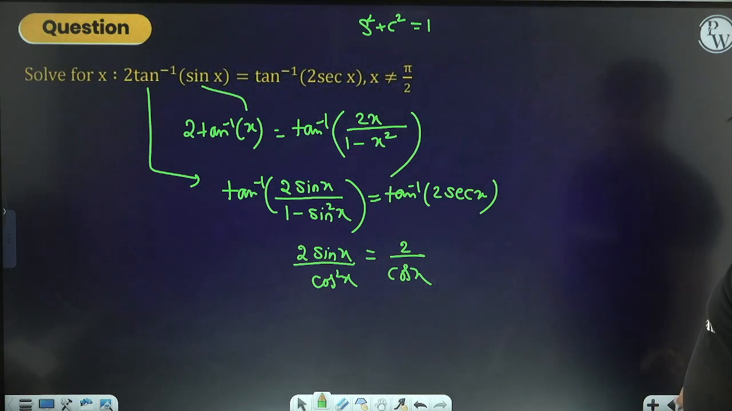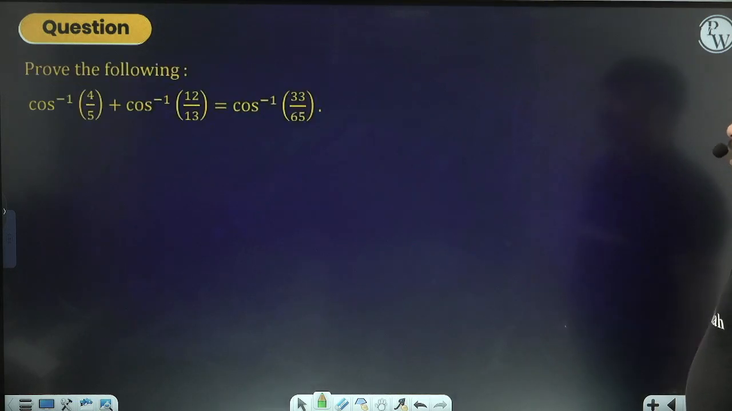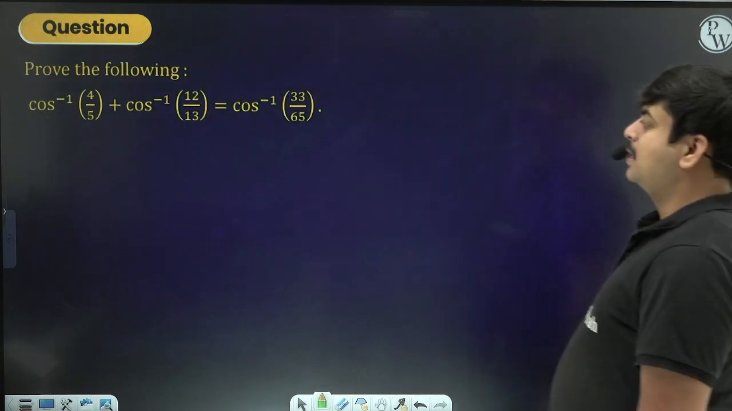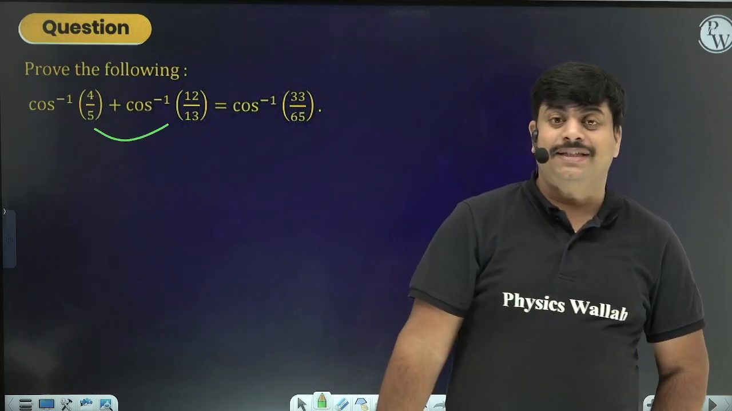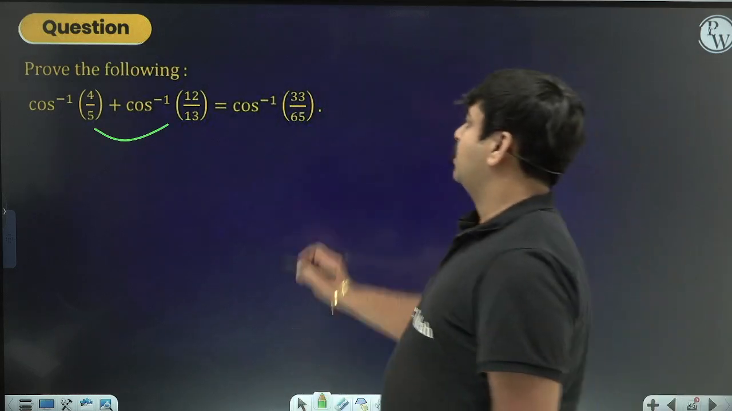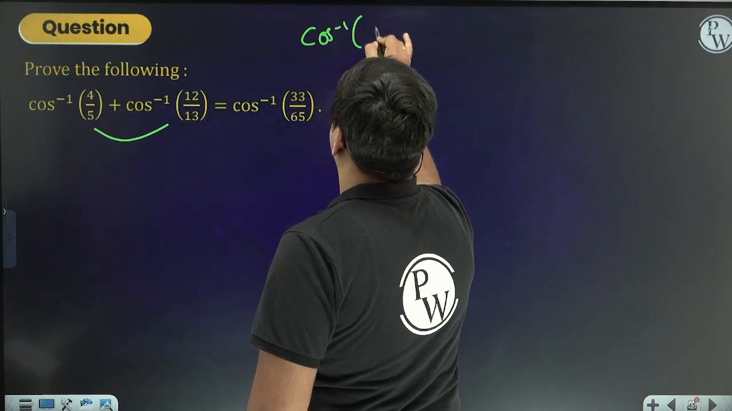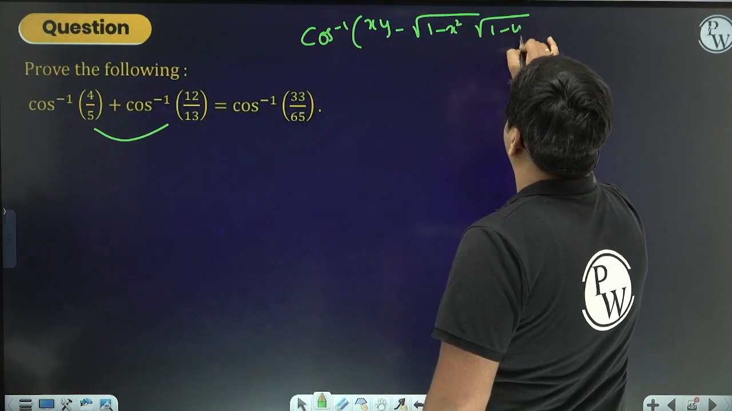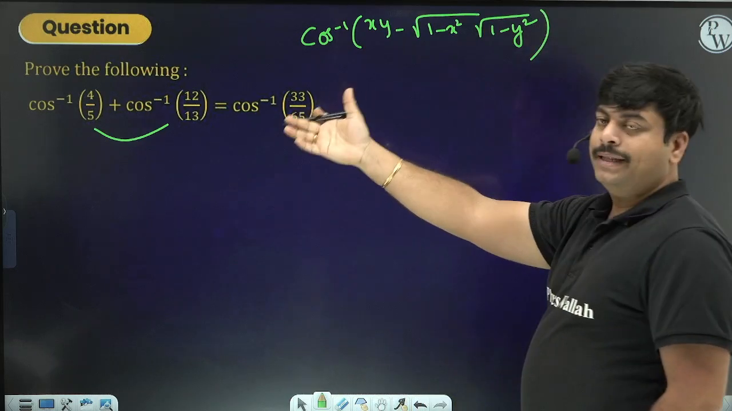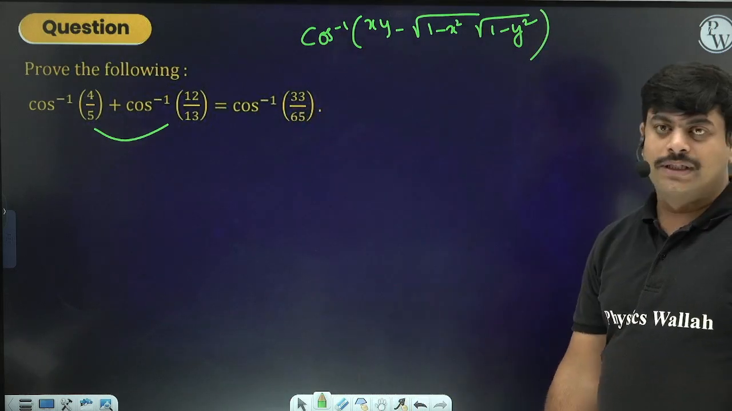Next one. Cos inverse 4 by 5 plus cos inverse 12 by 13 is equal to cos inverse 33 by 65. Cos inverse x plus cos inverse y is cos inverse of xy minus root over 1 minus x square into root over 1 minus y square. You can directly apply that to get the answer in terms of cos inverse.